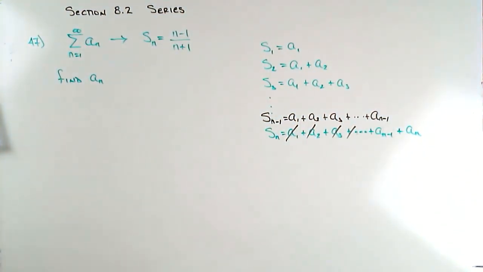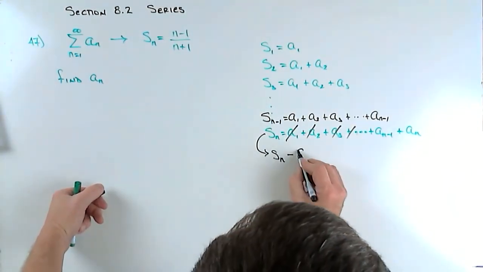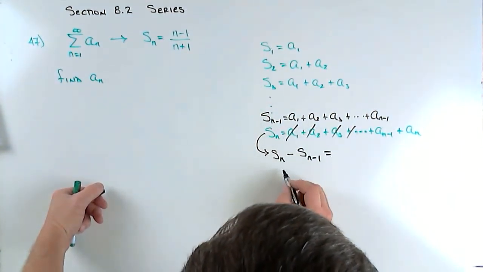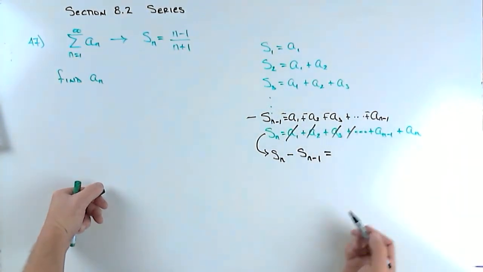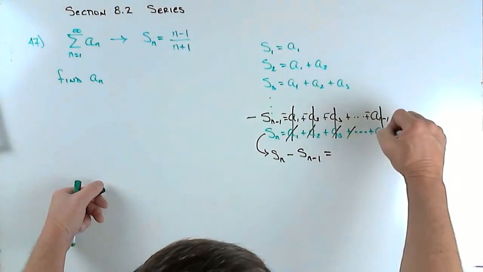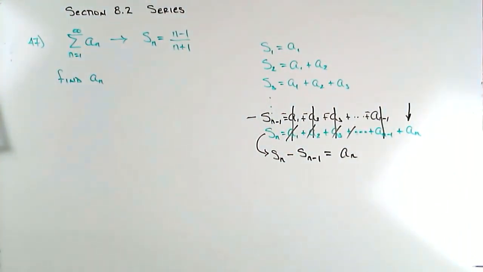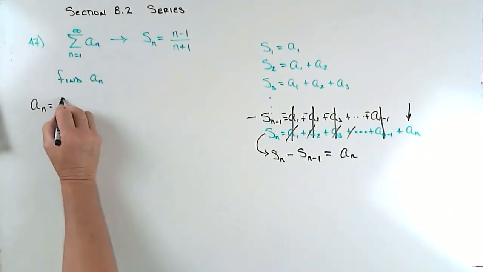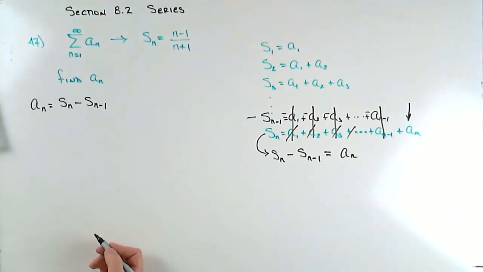So if I take S sub n from here and I subtract S sub n minus 1, when I do that, that's going to put a minus there, a minus, a minus, a minus, a minus. So these will cancel, these will cancel, these will cancel, and the only thing left is A sub n. So to find A sub n, I'm going to use the equation A sub n is equal to S sub n minus S sub n minus 1.